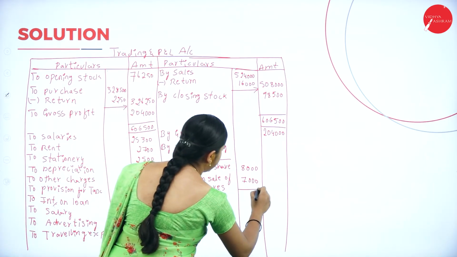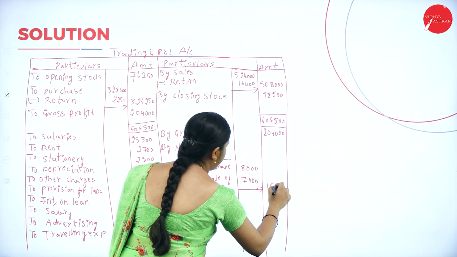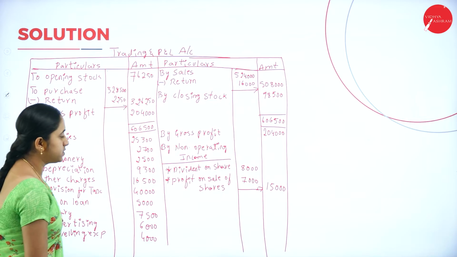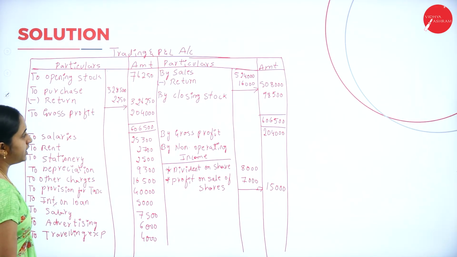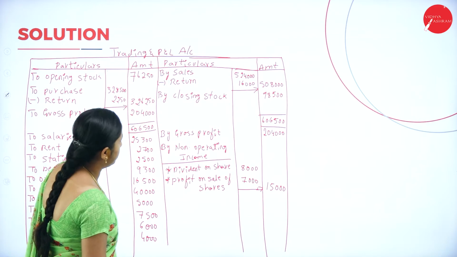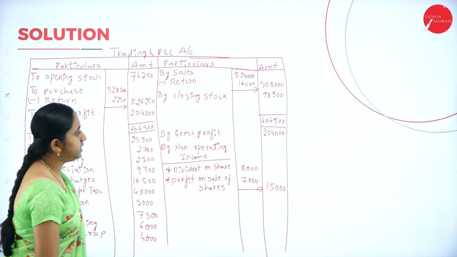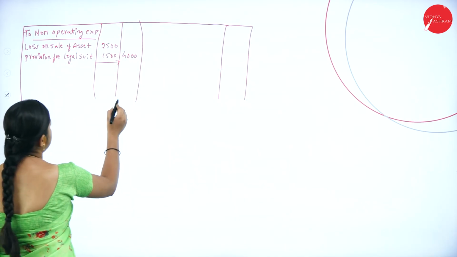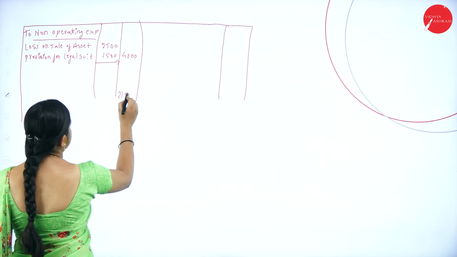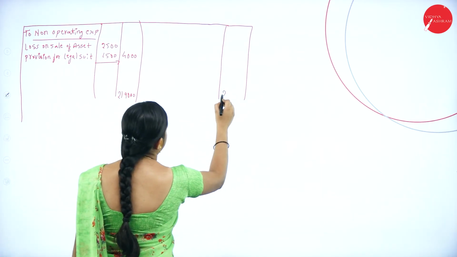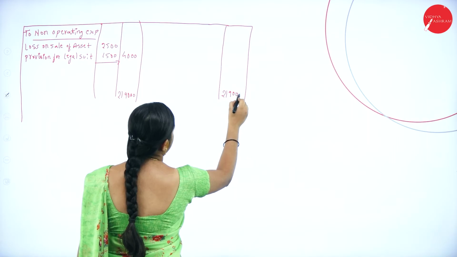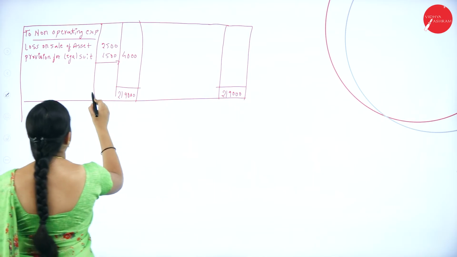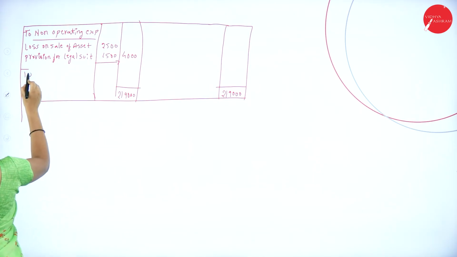Total of non-operating income is 15,000. Now make a total of the debit and credit side. Credit side is more. So we have 2,19,000 on the credit side. So write 2,19,000 on both sides, and find net profit.